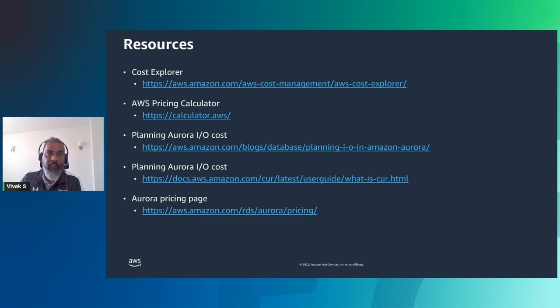So these are some of the resources, which include some of the tools and AWS blog lists, which will help you learn deeply how Aurora cost optimization is done, what the key factors are for saving IO cost, and what tools we have for Aurora cost optimization.